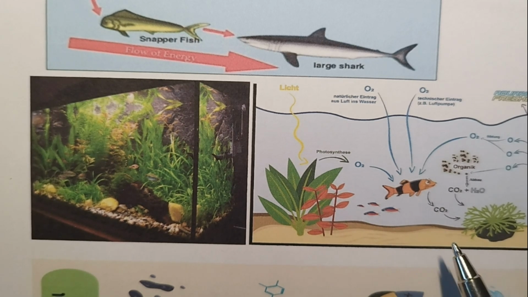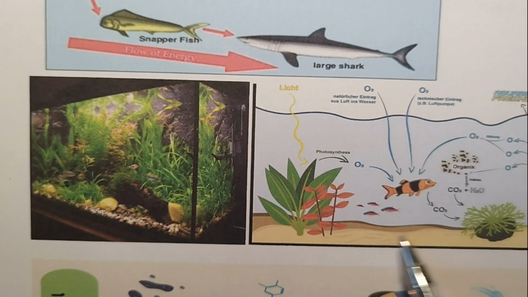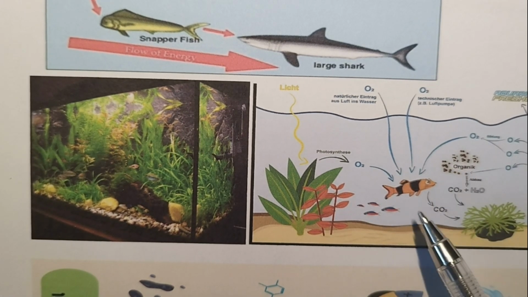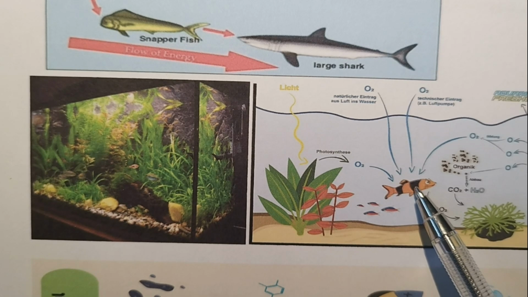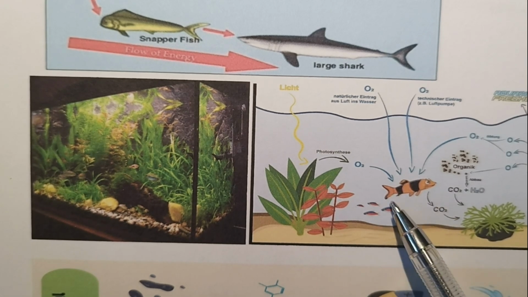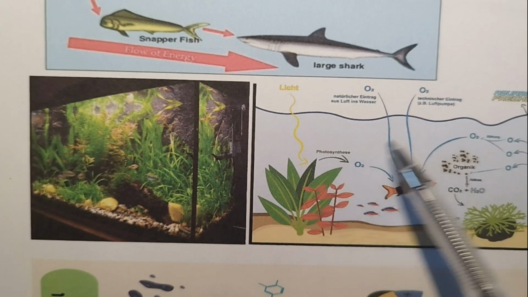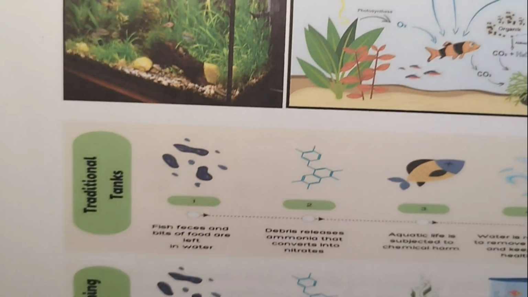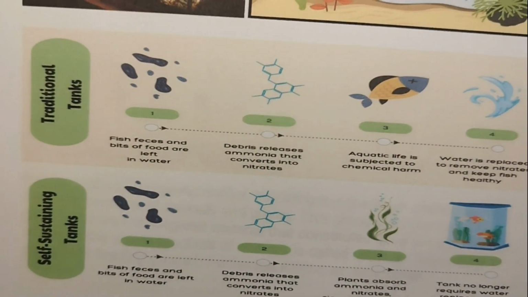So lakes and ponds don't need to be cleaned, but the aquarium needs to be cleaned every now and then, because if there are scales or excreta or some dead organisms or fish dies, there will be that waste material, and that needs to be cleaned. Okay, so this is again an interesting picture.